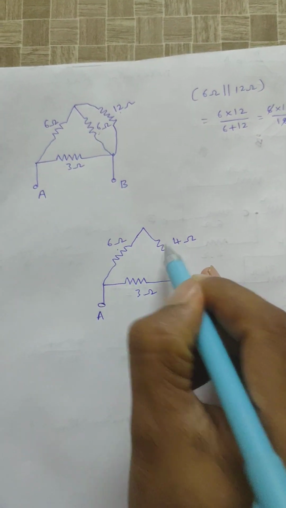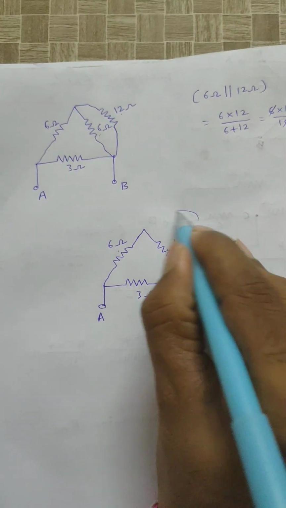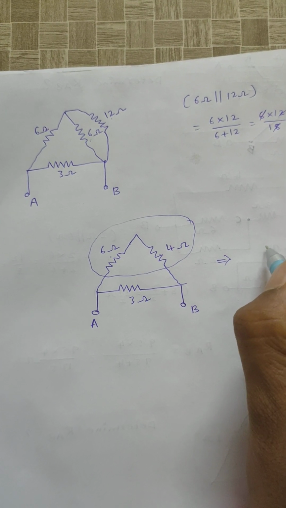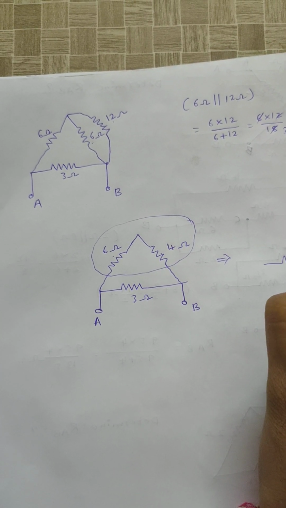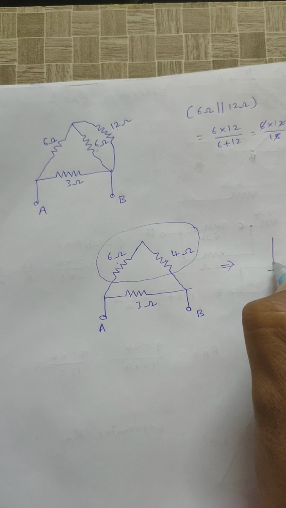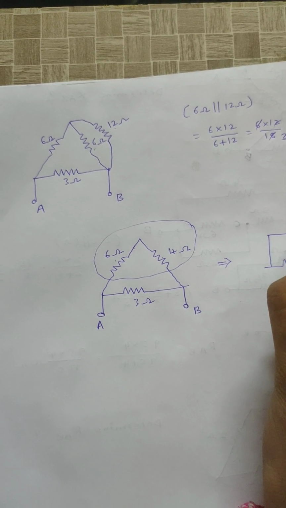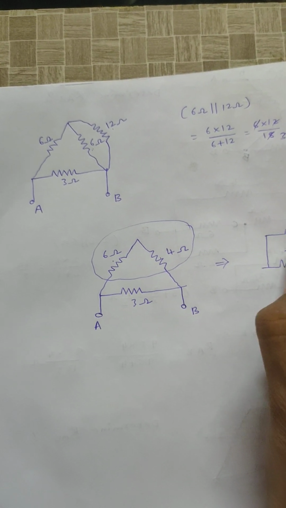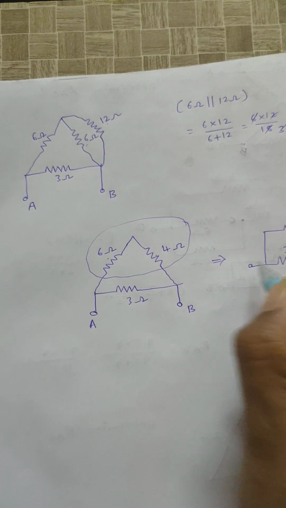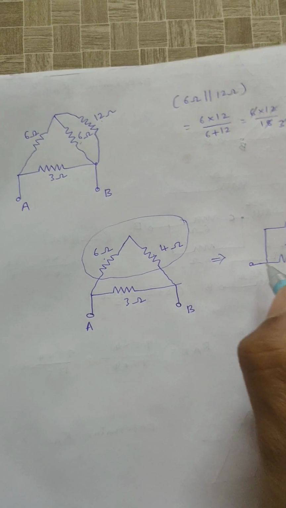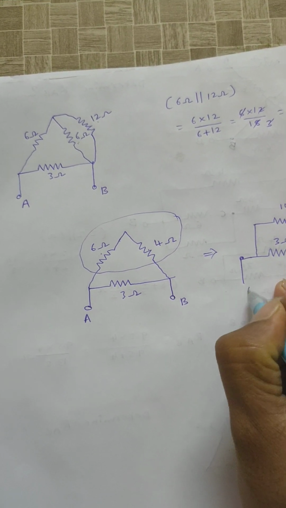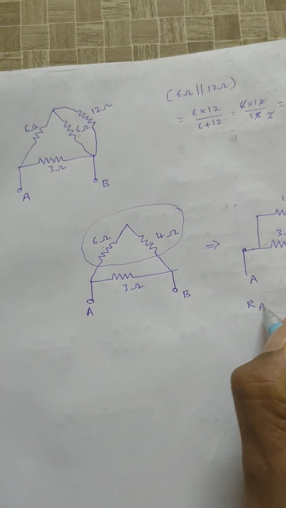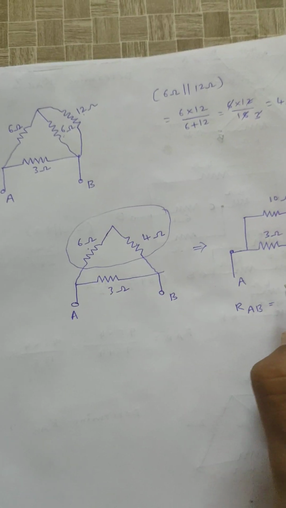Now here 6 and 4 are connected in series. These two are connected in series. Then 6 plus 4 will be 10 ohms. Two resistors are replaced by a single resistor. 3 ohm, A, B, right? Then the resistance between A and B terminals will be, these two are connected in parallel.